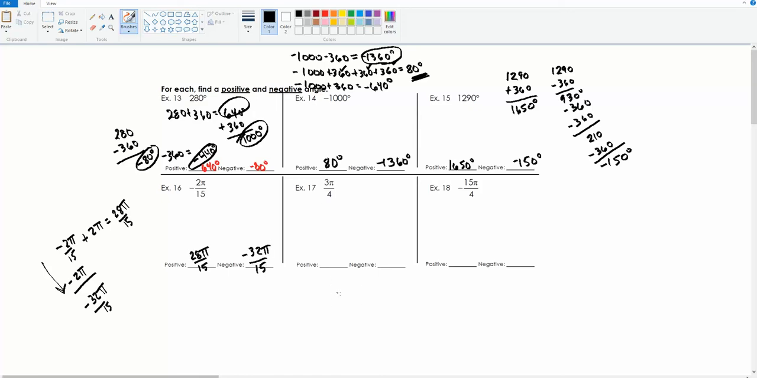All right, 3 pi over 4. If I want to get a positive one, all I got to do is add 2 pi. So 3 pi fourths plus 2 pi is 11 pi over 4. And if I want to get the negative one, I would subtract 2 pi. So 3 pi over 4 minus 2 pi. And I get a negative 1, which is good, which means I don't have to subtract 2 pi again. Negative pi over 4.